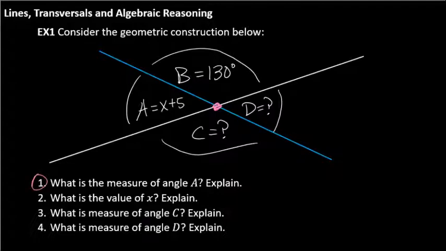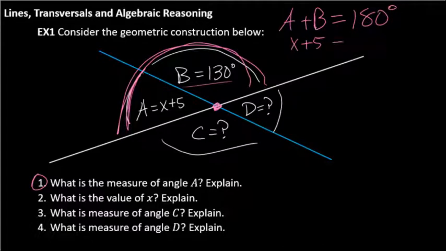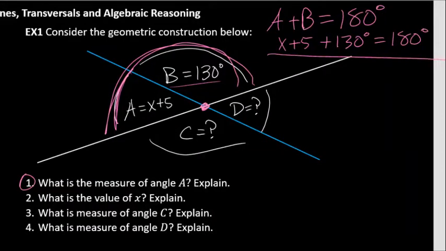That's our first question. This angle here is angle A. We're just told that x plus 5 equals angle A, but we know that angle B equals 130. Well, A plus B, right? This is a supplemental pair of angles. A plus B should equal 180. Well, A is x plus 5. So that means x plus 5 plus 130 degrees should equal 180. All we'd have to do from here is simply solve this equation.